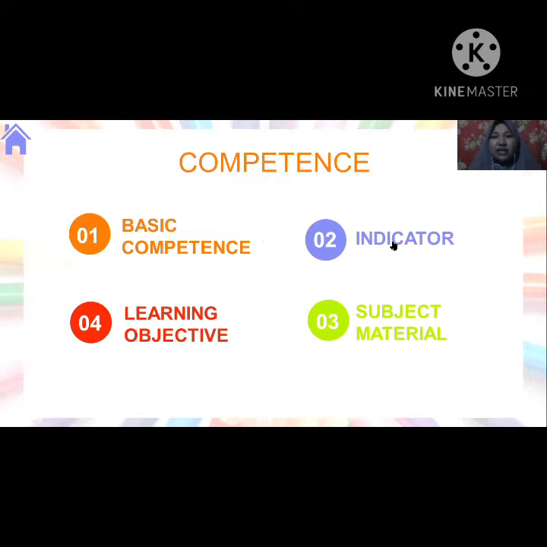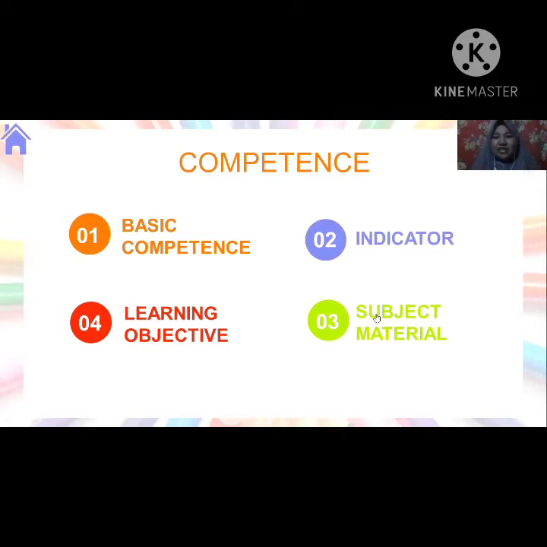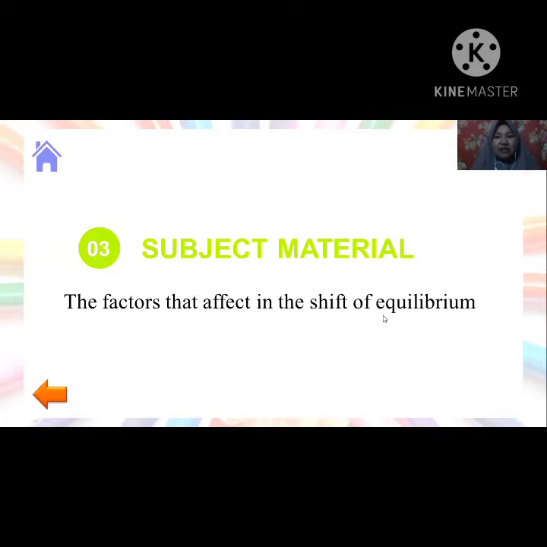The second is indicator. The indicator of this learning is to describe the factors that affect the shift in the direction of equilibrium and analyze the effect of change in temperature, concentration, pressure, and volume on the shift in equilibrium. The third is subject material. The subject material for this learning is the factors that affect the shift of equilibrium.